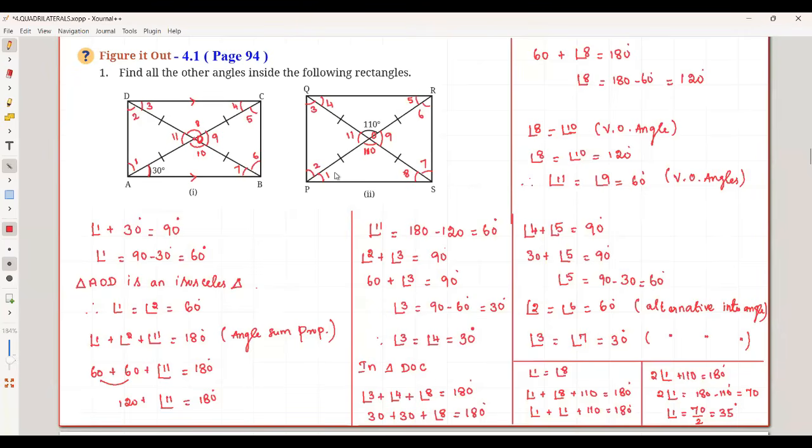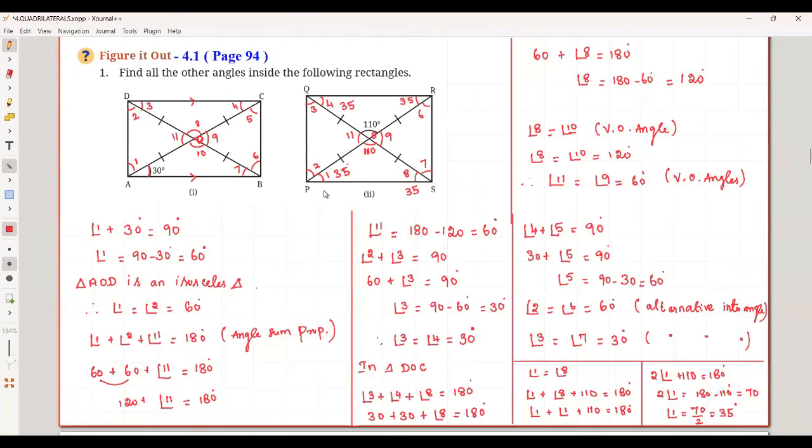So angle 1 will become 35 degrees. Angle 1 is equal to angle 8 also, so angle 8 will also become 35 degrees. If angle 8 is 35, then angle 4 is also 35 degrees, alternate interior angles. Now angle 1 is 35, so angle 5 will also become 35 degrees, alternate interior angles. So the remaining ones you can find out one by one.